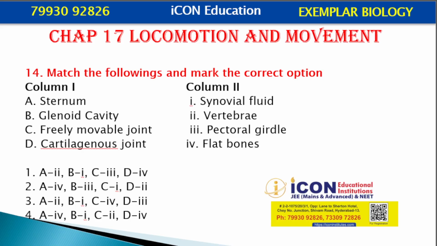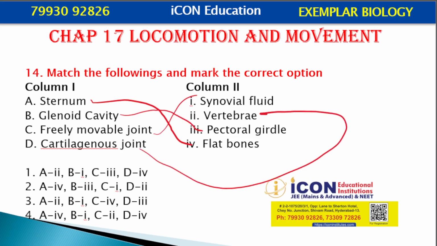Match the following and mark the correct option. Sternum, glenoid cavity, freely movable joint, cartilaginous joint is given in column 1. Column 2: synovial fluid, vertebrae, pectoral girdle, flat bones. So let's match. Sternum is a flat bone. Glenoid cavity belongs to the pectoral girdle. Freely movable joint will have the synovial fluid. For cartilaginous joint we take vertebrae.